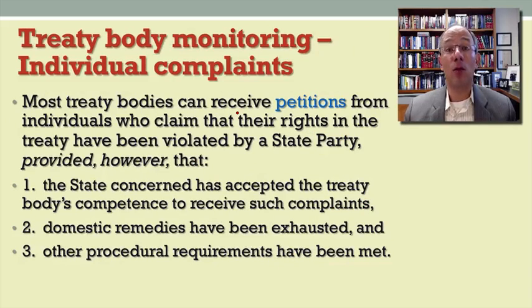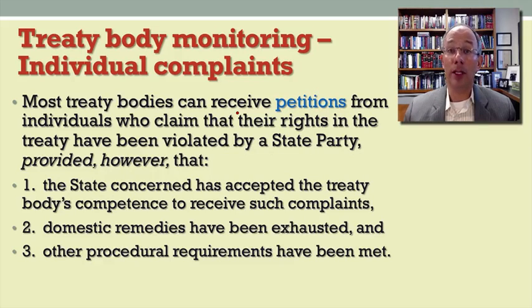Let's now turn in some detail to the individual complaints or individual petition procedure. And there's one very important institutional feature that you need to know about. Most of the treaty bodies can receive petitions from individuals, and as I said earlier, in some cases NGOs, who claim that the human rights protected in the treaty have been violated by a state. But that is only the case if certain jurisdictional and procedural requirements have been satisfied.